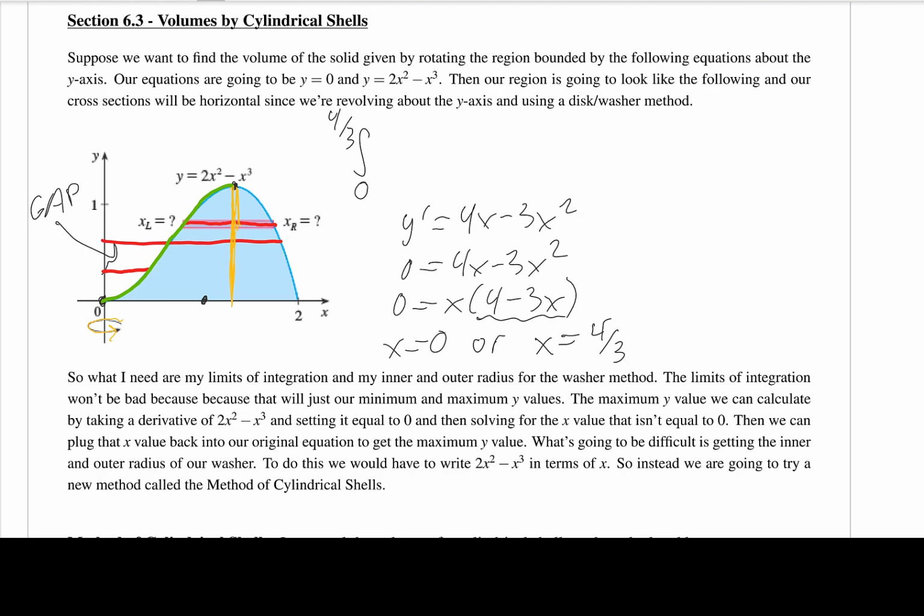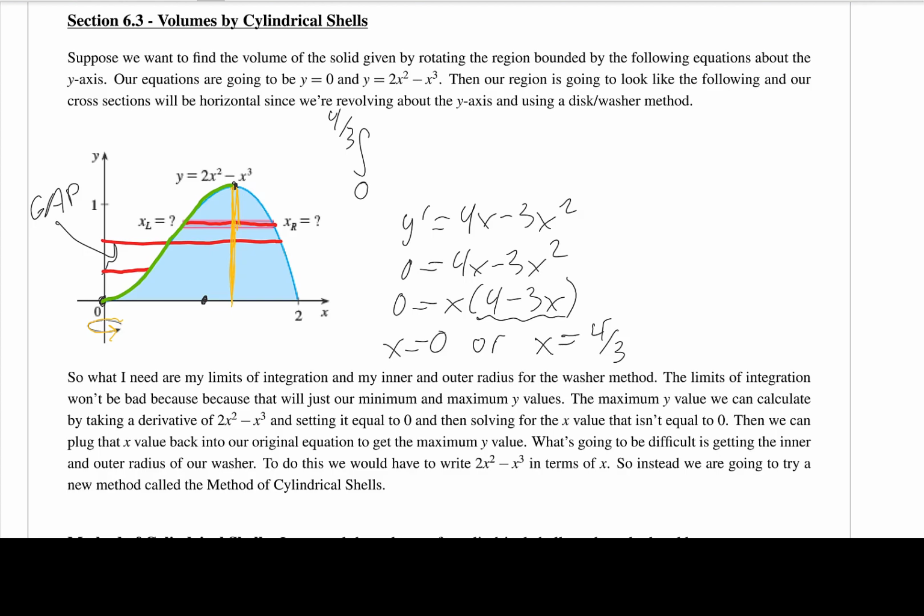This is going to be difficult because we're going to have to start writing 2x squared minus x cubed in terms of x. So we're going to start having to look at our solutions to a cubic equation, which if you Google that and look it up, it gets really nasty. And this is honestly not even one of the worst scenarios. We could start looking at solutions to quartics or quintics, and it's just going to get ridiculous.